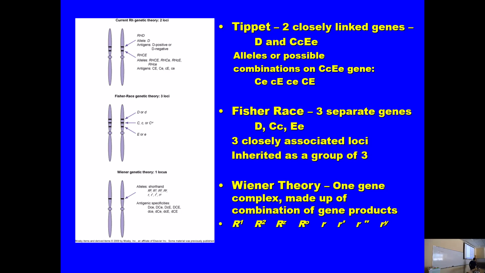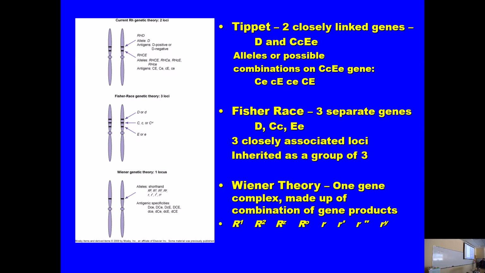So here are 3 different modes of transmission, like how they're transmitted to their offspring. Two closely linked genes, D and C, c, E, e. Alleles are possible combinations of such. So the D is in one area and the CE is on another, but they're close to each other. These have been found not to be correct, but you kind of have to understand where they come from, because it's part of the history, and we'll go into these next few slides too.